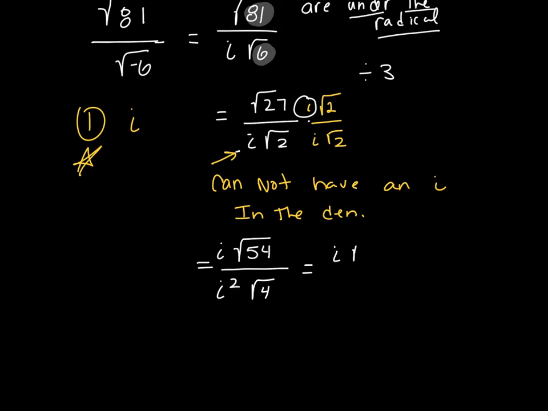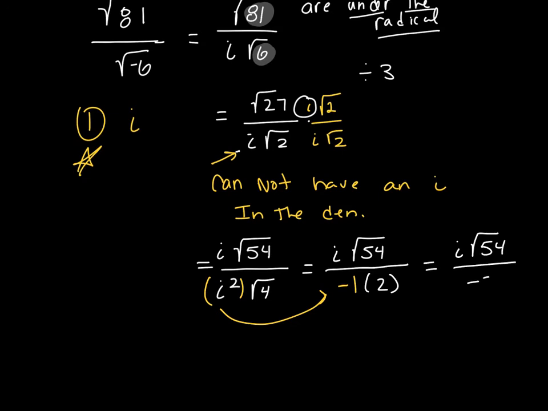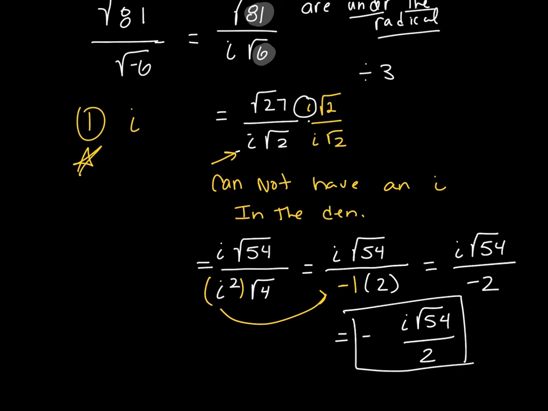i stays as i in the numerator. Square root of 54 stays in the numerator. i squared in the denominator, I replace that because anywhere you have i squared, it is equal to negative 1. And then the square root of 4 is 2. So the final answer here would be i square root of 54 all over negative 2. You could also write that with a negative out front. Either of those two answers are equivalent, and they would be the same.